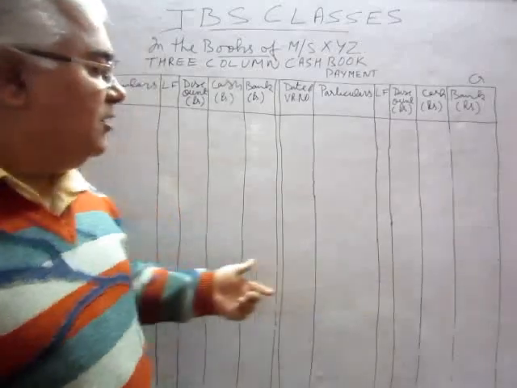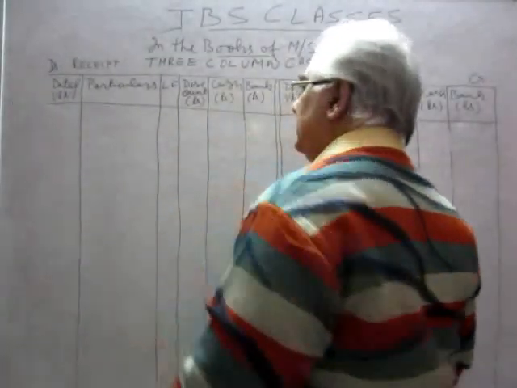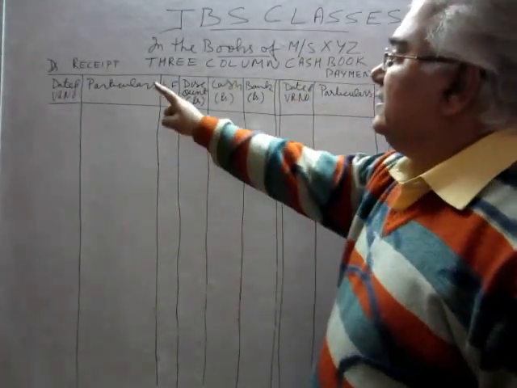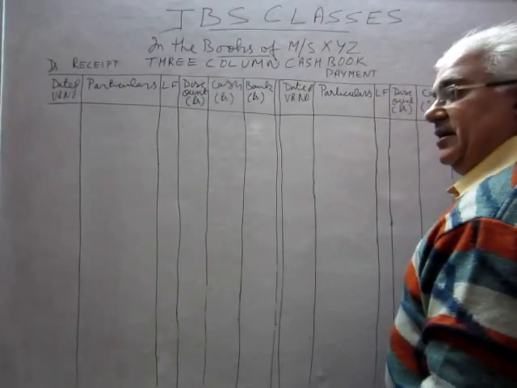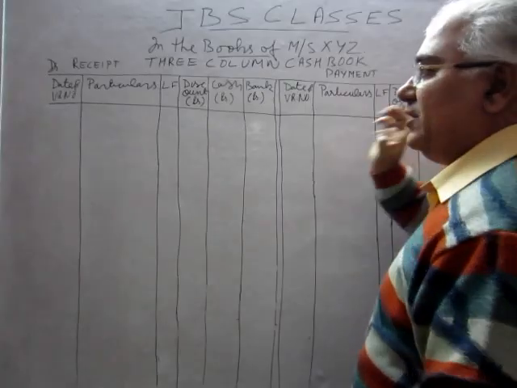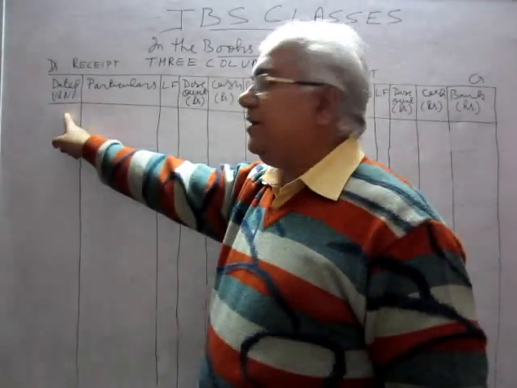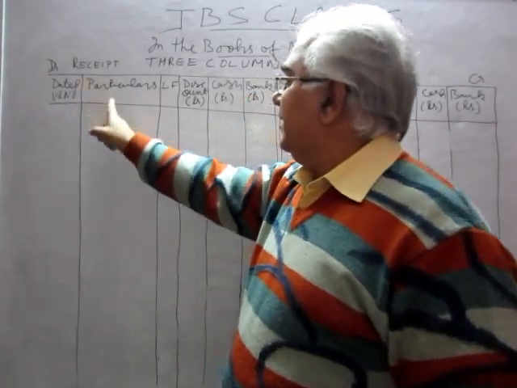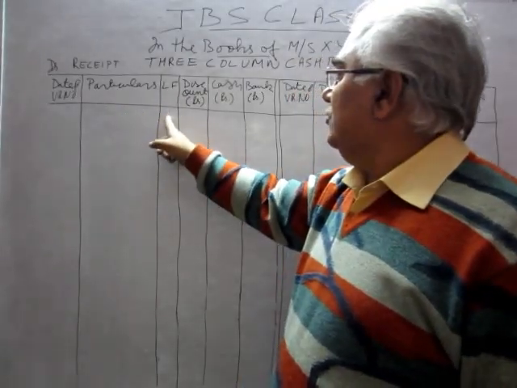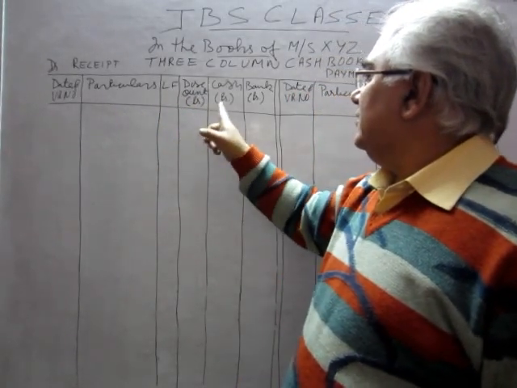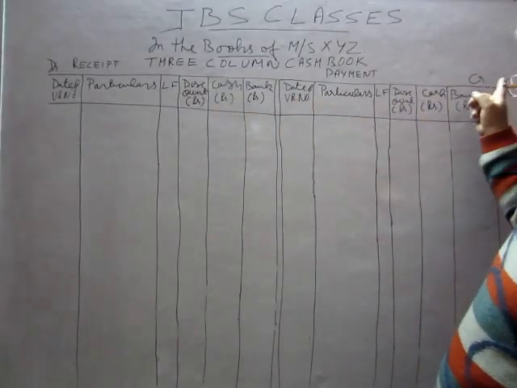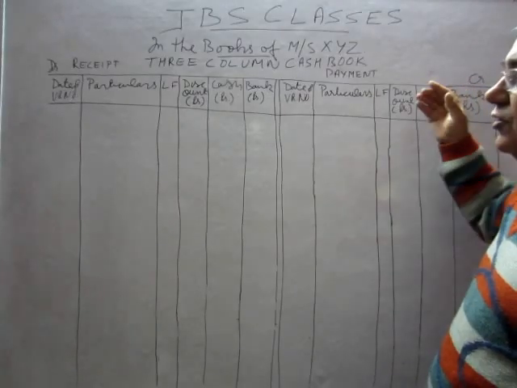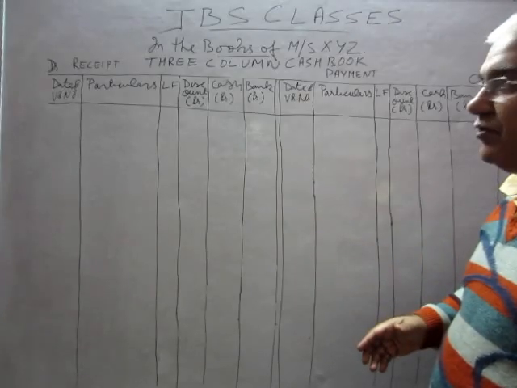The three column cash book is divided in two parts. This is the receipt side or debit side. This is the payment side or credit side. The columns are date and voucher number, particulars, ledger folio, discount, cash, bank. Similarly, all these columns are repeated on the payment side also. So now let us understand how it works.